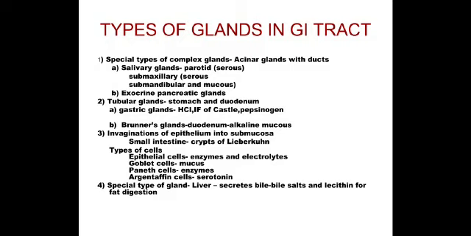The Paneth cells secrete enzymes. The argentaffin cells secrete serotonin. Special types of glands, like the liver, secrete bile salts and lecithin for fat digestion. Bile salts help in emulsification of fat.